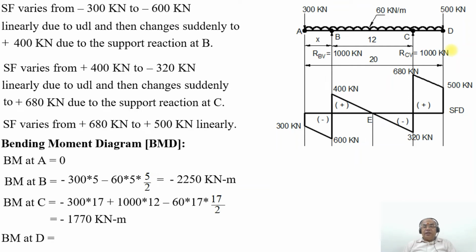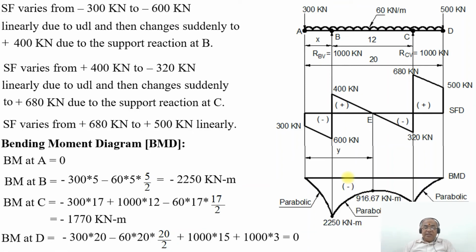So bending moment at the point D will be equal to minus 300 into 20 minus 60 into 20 into 20 by 2 plus 1000 into 15 plus 1000 into 3, since you are taking it at this point D. So on simplification, you will get that value as 0.